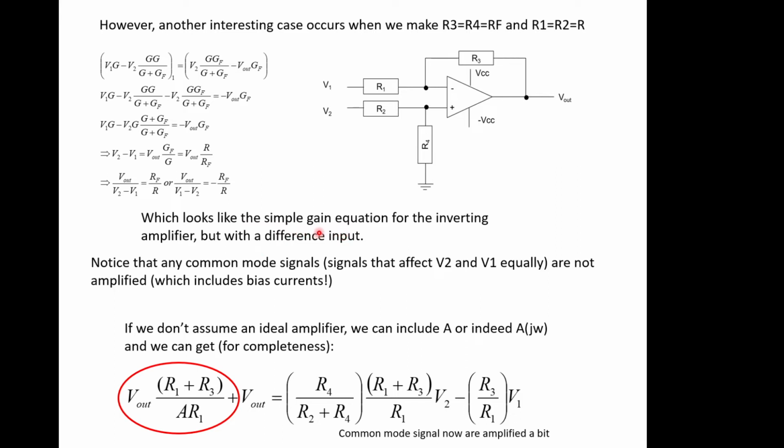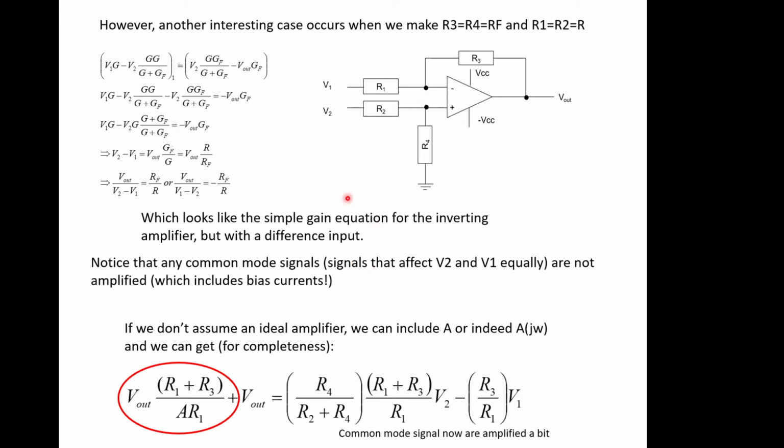Okay, so it looks like a simple gain equation for the inverting amplifier, but with a different input. That's one way of looking at it. And the key point here, I suppose, is any common mode signals, which are signals that affect V2 and V1 equally. So a noise signal, if you're picking up noise in the wires and the voltage here is going up and down and this is going up and down at the same rate, that's a common mode signal. They're not amplified because they're not a difference. The difference is maintaining a constant. The difference may be moving up and down in absolute terms, but the relative difference between these two is still the same, and that's the thing that gets amplified.